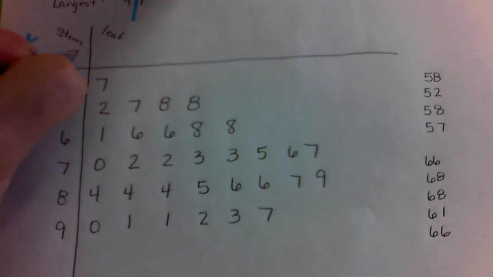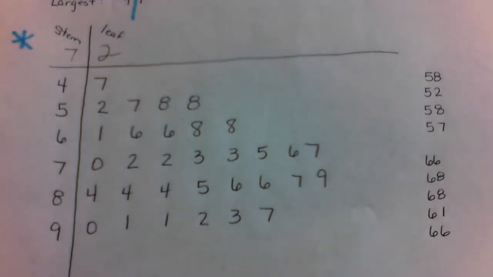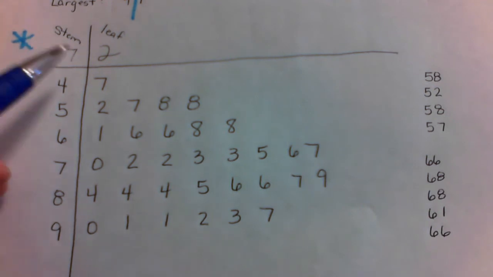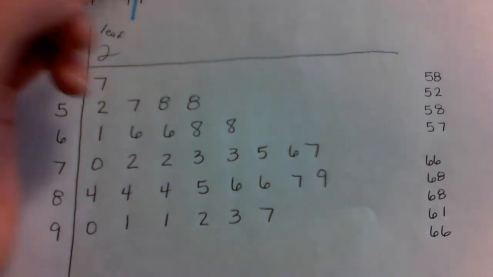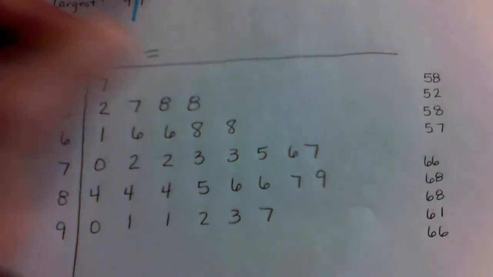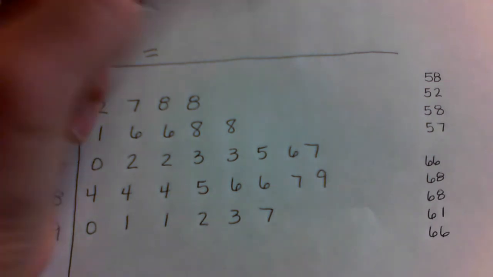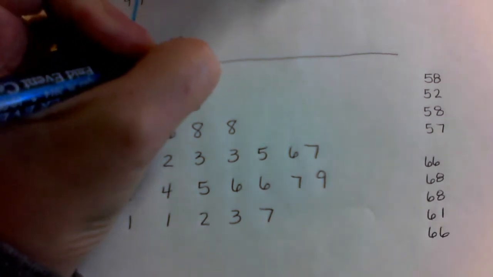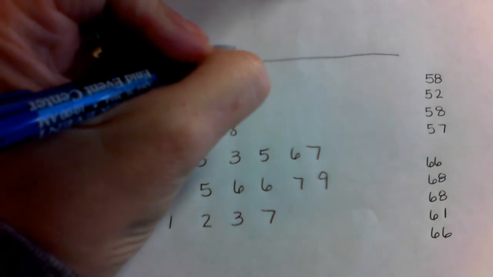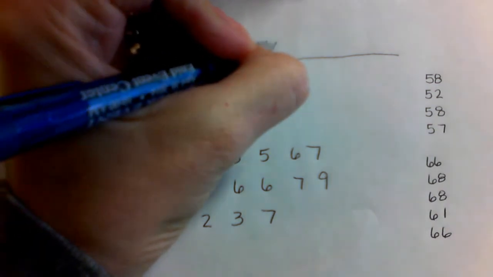I'm going to choose 72. Just because I chose 72, you might choose 68. It doesn't matter. So I have the 7 and the 2, and then I'm going to put equals, or I could write the word represents, and that represents 72 years old.